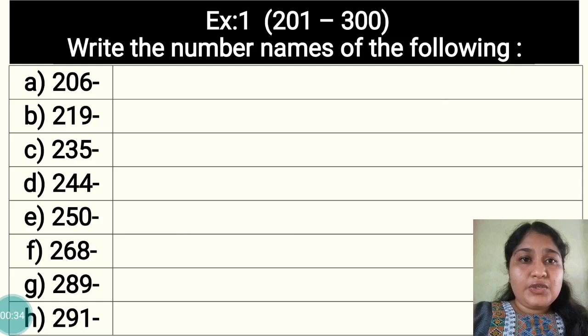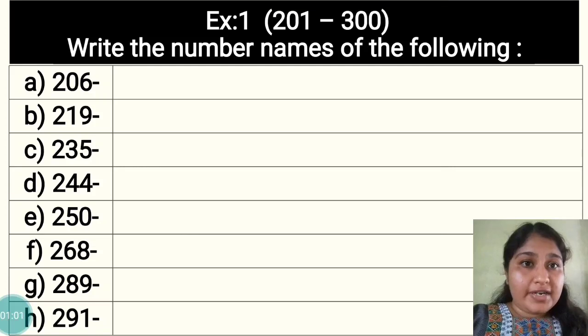The first is 206, then 219, 235, 244, 250, 268, 289, 291. So, students, as you can see, जितने भी figures हैं, they are coming between 201 to 300. So, when we are writing the number names, we will start from the 200.